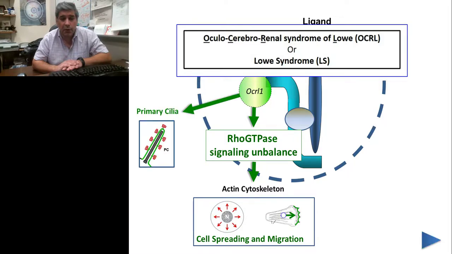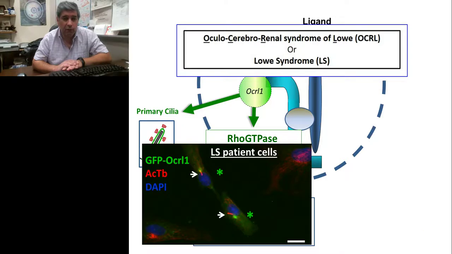Nevertheless, in recent times, we've been able to demonstrate that there is also another component to Lowe syndrome, which is a primary cilia defect. And this is a picture that shows four patient cells. The two in the corners have not been transfected with GFP-OCRL wild type, but the ones in the center have been transfected with GFP-OCRL wild type. And as you can see, the primary cilia, here noted because they have been stained with acetylated tubulin in red, are only present in the cells that do contain wild type OCRL. The two in the corners do not have it. They cannot assemble primary cilia.